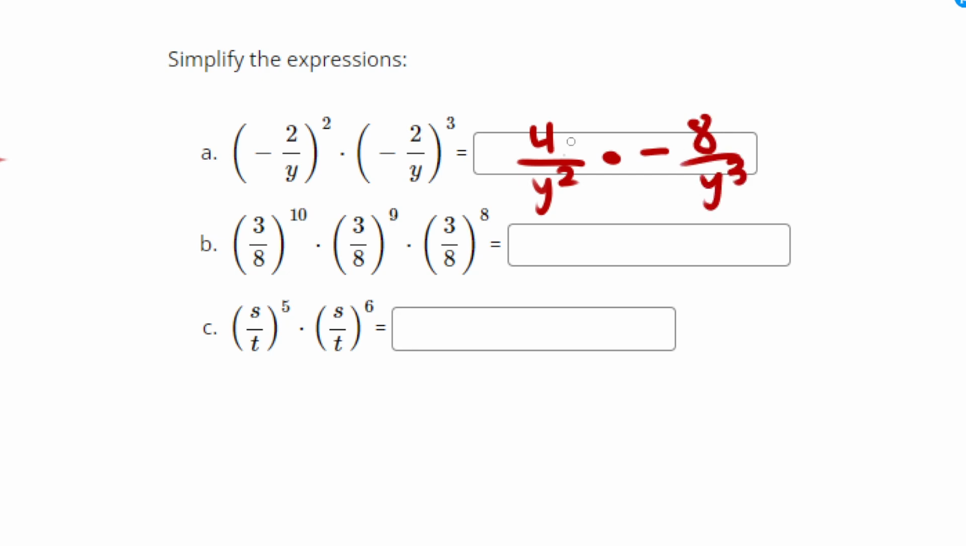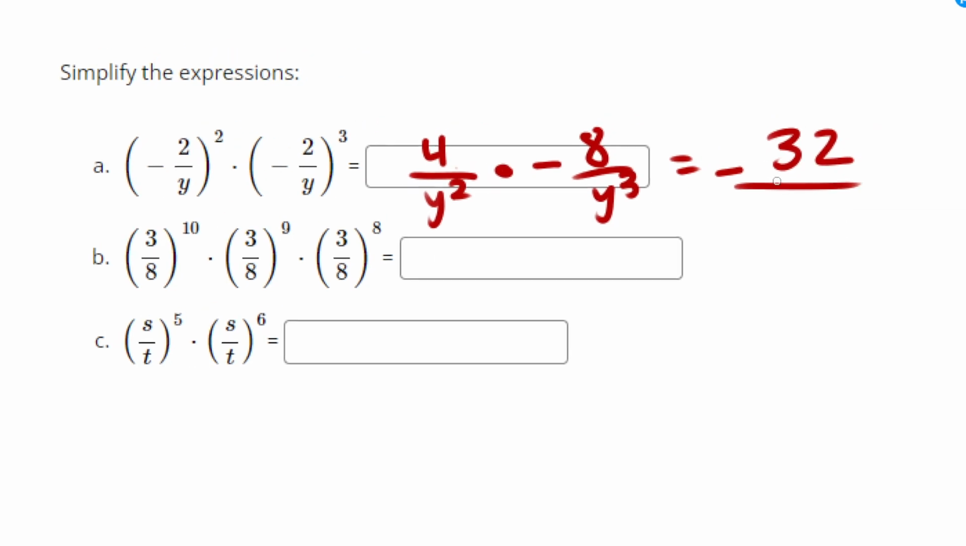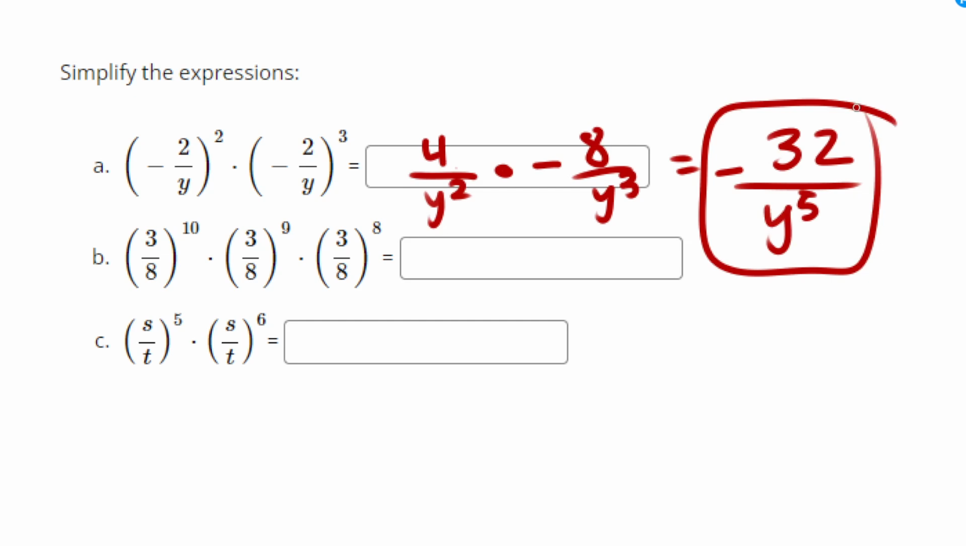So 4 times negative 8 equals 32, and it will stay negative because we have a negative times a positive. So negative 32, and then y squared times y cubed is the same as y to the 5th. So we're just multiplying straight across. So this would be your answer.